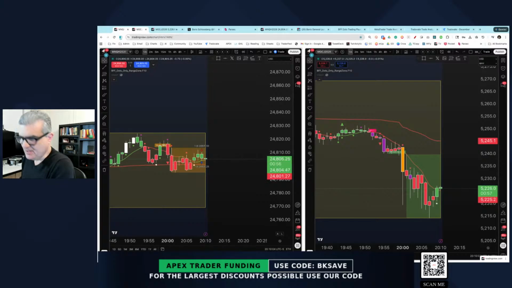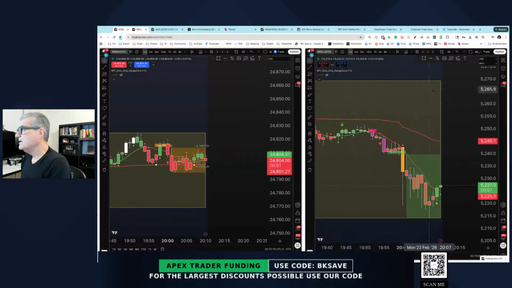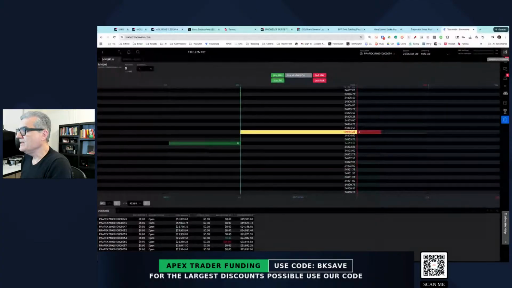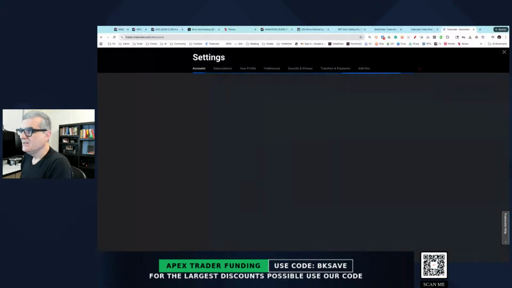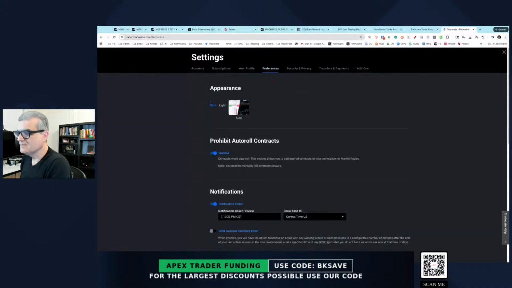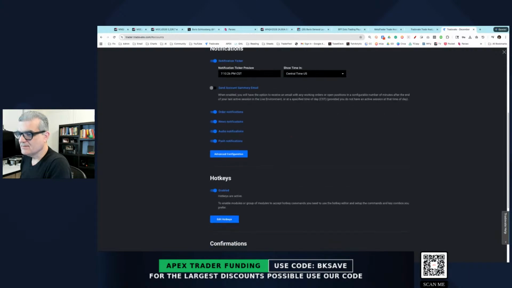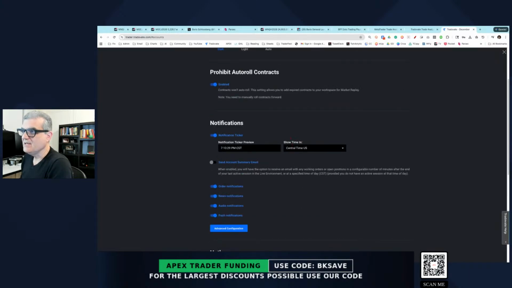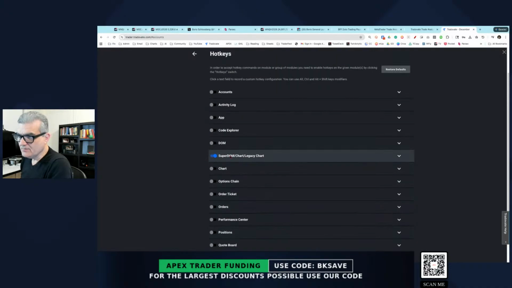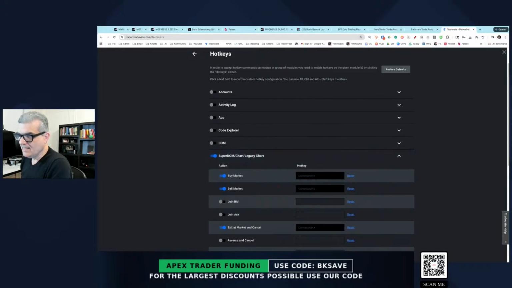Can you use hotkeys on Apex? On Apex, you could use a few hotkeys. Here's how you would do this. You're going to go in here, application settings, then preferences. You're going to go to preferences, right? Scroll to hotkeys. Enable them. Then go edit hotkeys. Only go to the SuperDOM chart one. It's the only one that you really care about. Drop down menu over here. My buy is Command B.